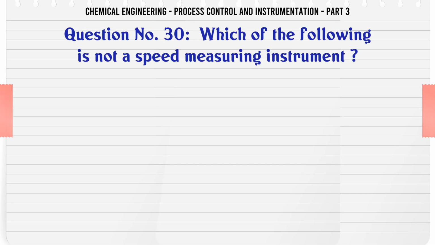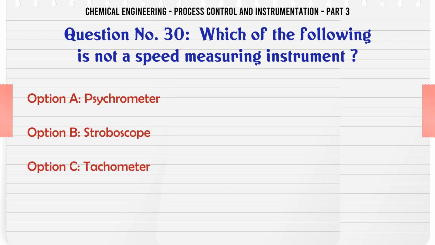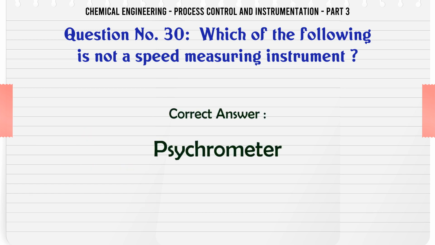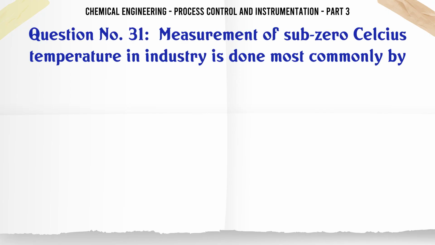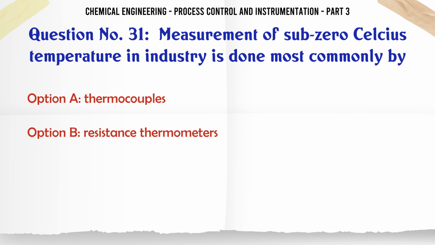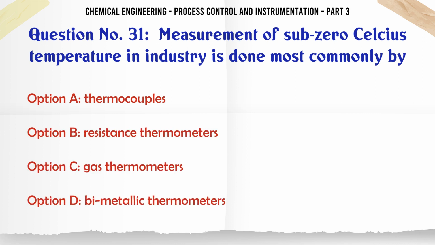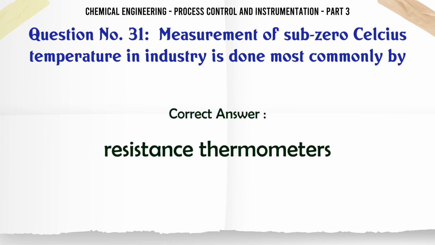Which of the following is not a speed measuring instrument? A psychrometer, B stroboscope, C tachometer, D all A, B and C. The correct answer is psychrometer. Measurement of sub-zero Celsius temperature in industry is done most commonly by A thermocouples, B resistance thermometers, C gas thermometers, D bimetallic thermometers. The correct answer is resistance thermometers.